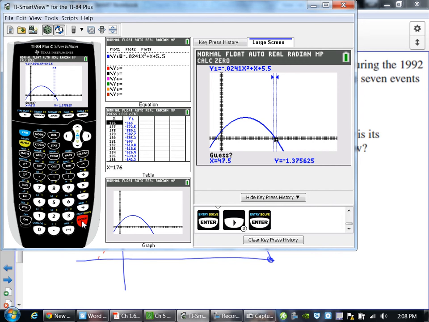Guess again. No? I don't get that. Okay. You gotta do the guess. They all look the same.